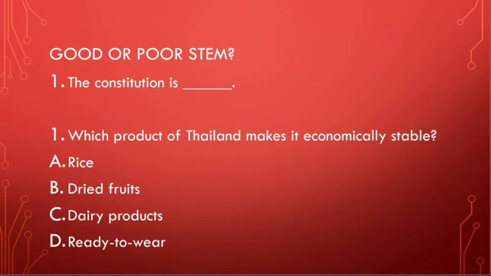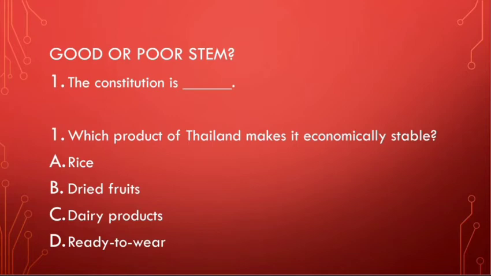Is it an essay type of test? Is it a short answer? Or do you need one word for that blank? So again, I repeat, it's an example of a poorly constructed stem for a multiple choice type of test. Same with number two. Which product of Thailand makes it economically stable? So you have rice, dried fruits, dairy fruits, ready to wear.